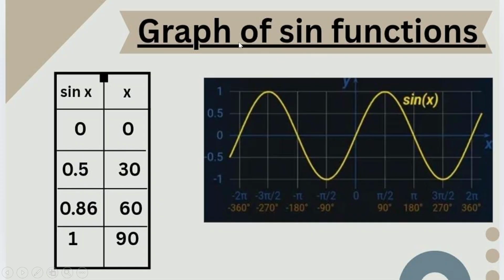Now I have represented the graph of the sine function. If we put x equals 0, then the value of sine function will be 0. Similarly, if we put x equals 30 degrees, 60 degrees, 90 degrees, then the values of sine function will be 0.5, 0.86 and 1 respectively. I have plotted the graph between the values of x and the sine function. We can say that the graph of the sine function is sinusoidal and it passes through the origin.